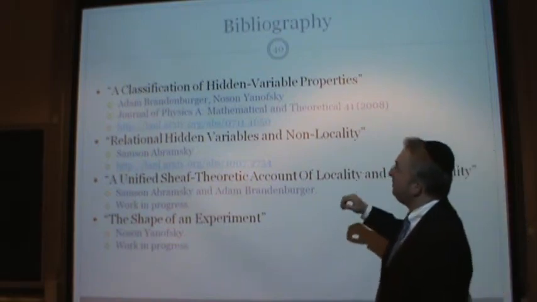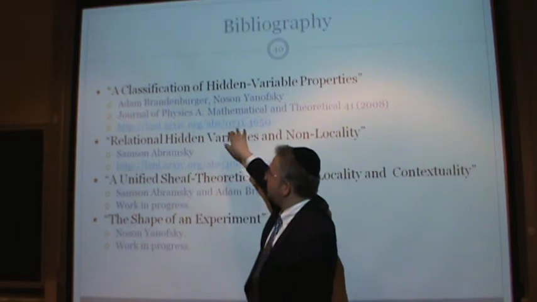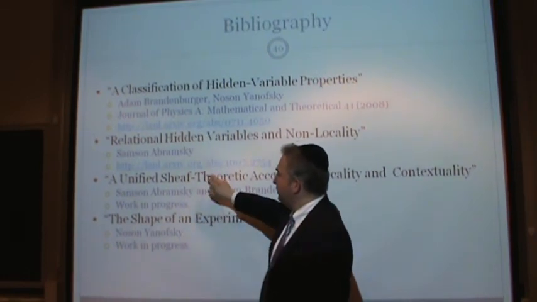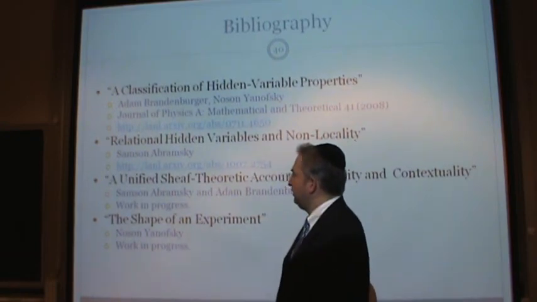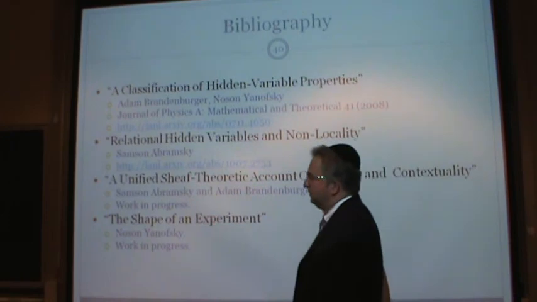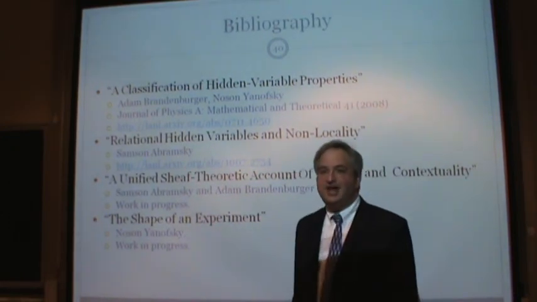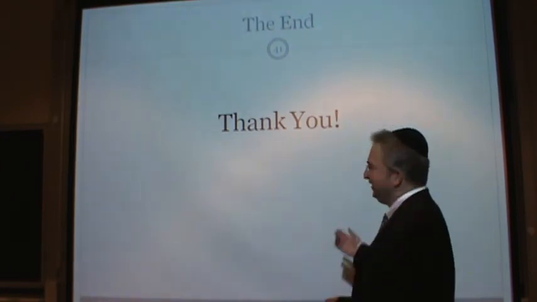Okay, so this is a bibliography. The original paper by me, Brandenburger, Sampson and Abramsky has a nice paper. It's on the arXiv, and I think it's on Brandenburger's website. It's called The Unified Sheaf-Theoretic Account of Locality, and my paper is in text form. Well, it's written down, but not written up. Okay, anyway, so that's that.